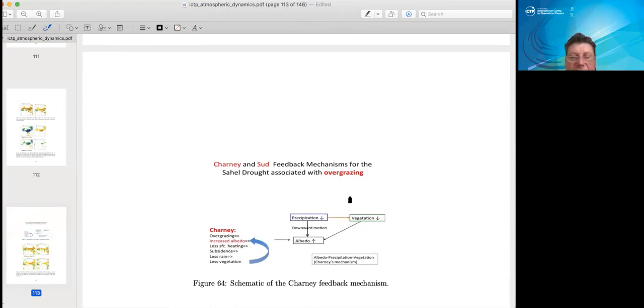So this is the mechanism that Charney has proposed. Precipitation is reduced, vegetation is reduced, albedo goes up. That leads to subsidence and further reduction of rainfall and so on. So there's a positive feedback loop going on.